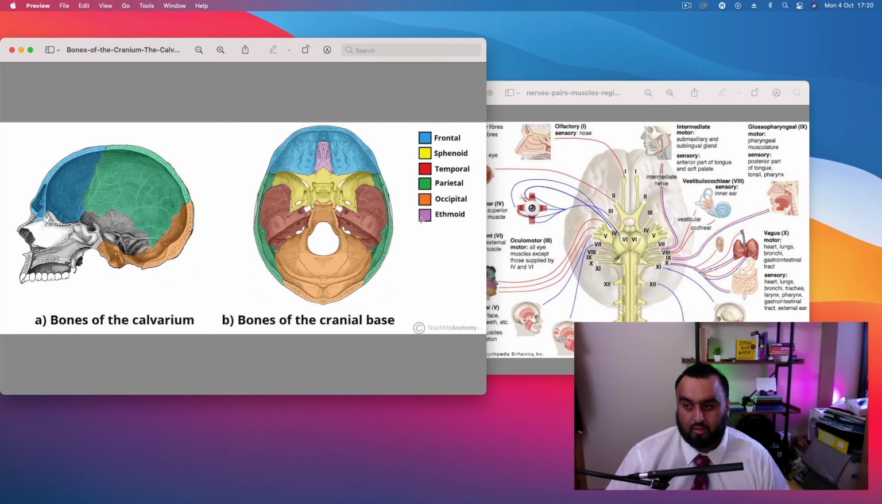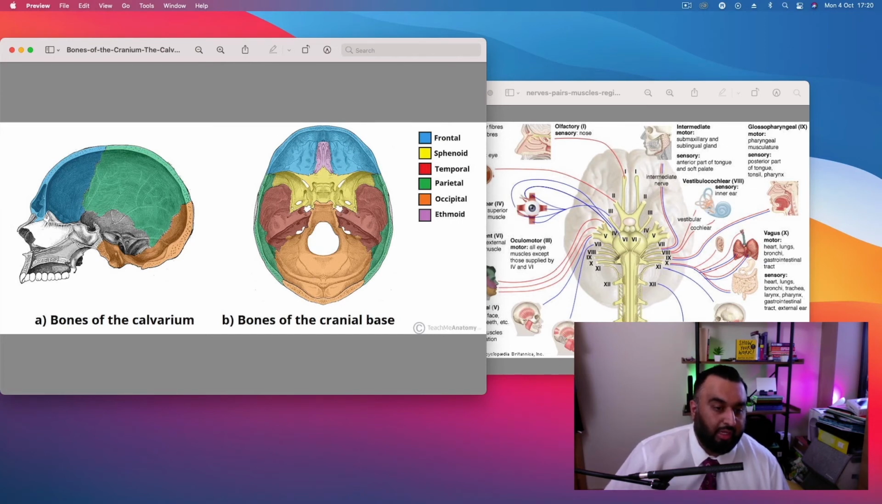And a common question in the exam is, what happens if you damage it or there's inflammation in the stylomastoid foramen? What can you get? A very commonly known exam question: Bell's palsy. We'll get into it in a different video.